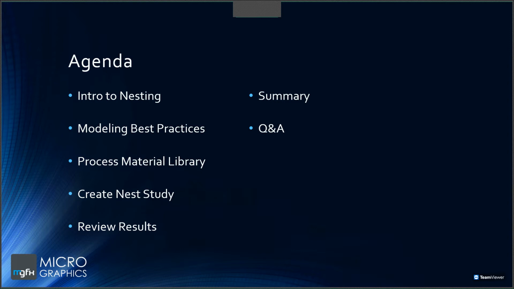We'll then look at the process material library. This is where you'll actually add your stock material into the library to be able to nest onto. We'll create a nest study and look at the settings for creating that study. And then we will review the results of a nest. We'll then close off with a summary and a question and answers session.